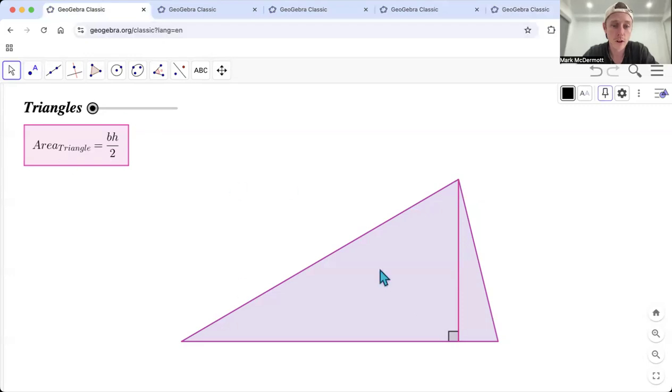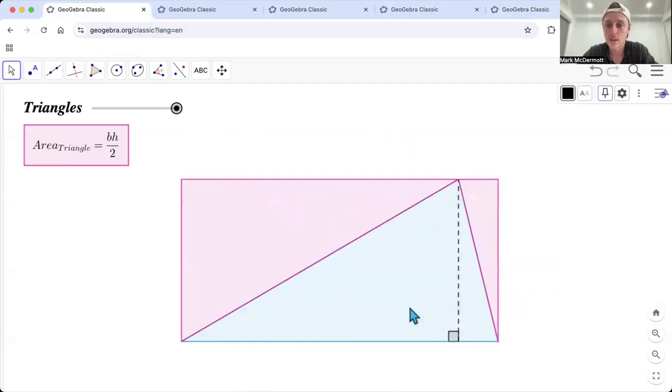So if we look at the area of a triangle, base times height divided by 2. Well, again, if we recognize that any triangle is half of a rectangle, you're just taking the base multiplied by the height of this rectangle and then halving it, because the triangle is half the area of the rectangle. So base times height divided by 2.